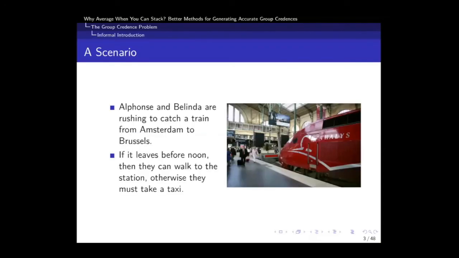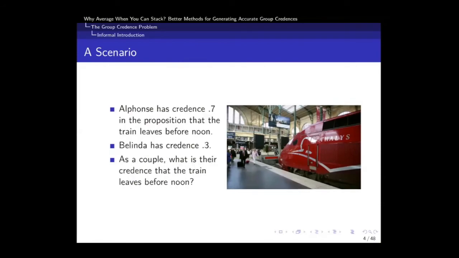And here's a scenario to pump your intuitions about the kind of problem we're trying to solve. Suppose that Alphonse and Belinda are rushing to catch a train from Amsterdam to Brussels. If the train leaves before noon, then they can walk to the station. Otherwise, they're going to have to take a taxi. So it matters to them whether this train leaves before noon or after.